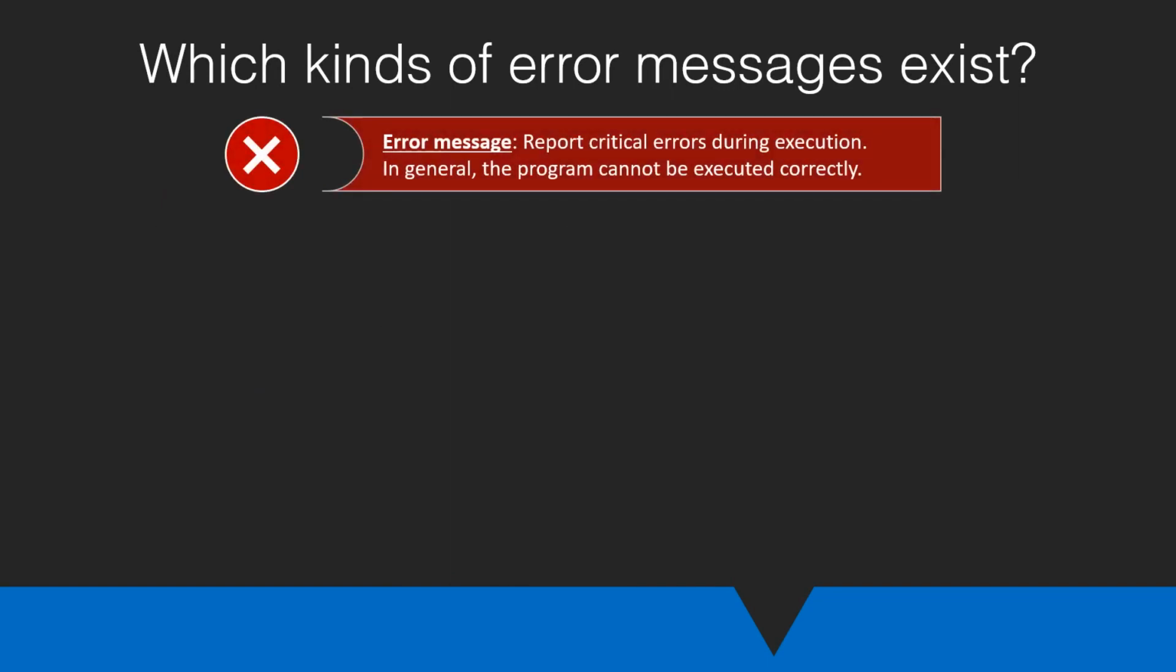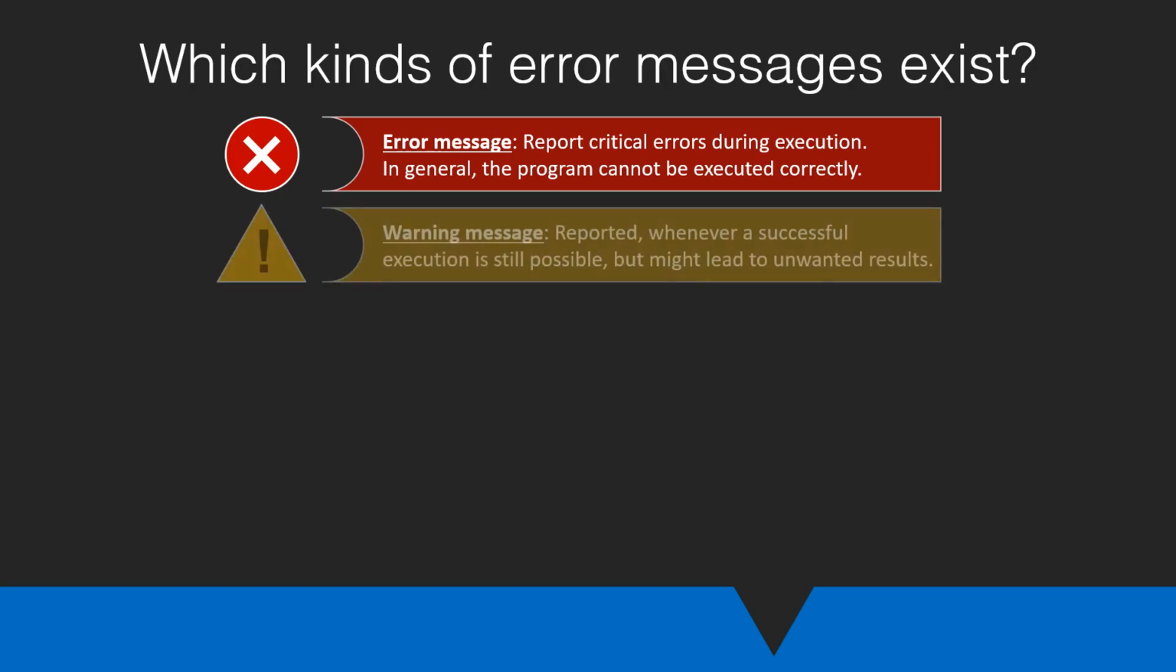We have already seen error messages. They report critical errors during the execution of the application. In general, this means that the program cannot be executed correctly. Warnings are reported whenever a successful execution is still possible, but might lead to unwanted results the user may want to fix or explicitly decide to live with.